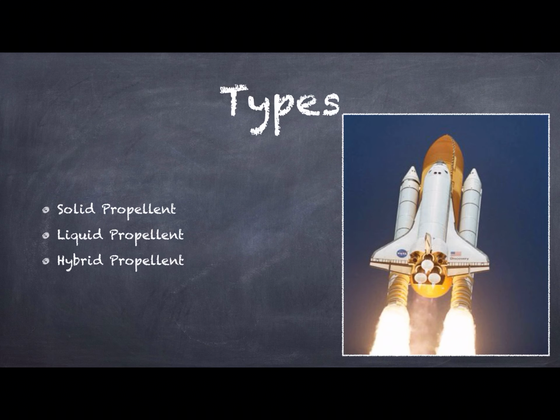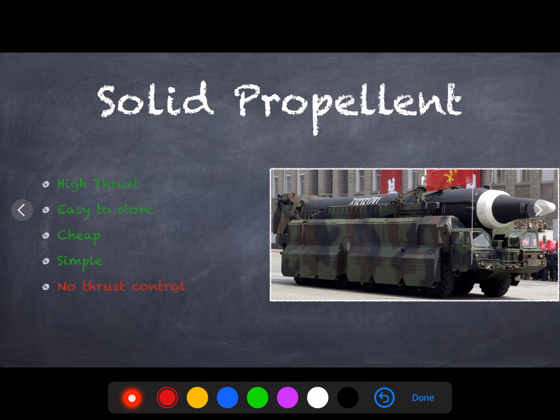Starting with solid propellants. If you have ever seen an ICBM, also known as an intercontinental ballistic missile, this ICBM has to move from one continent and hit a target on the other continent, which means it has to travel a very long distance, for which it requires high thrust, and that's something which solid propellants give us.